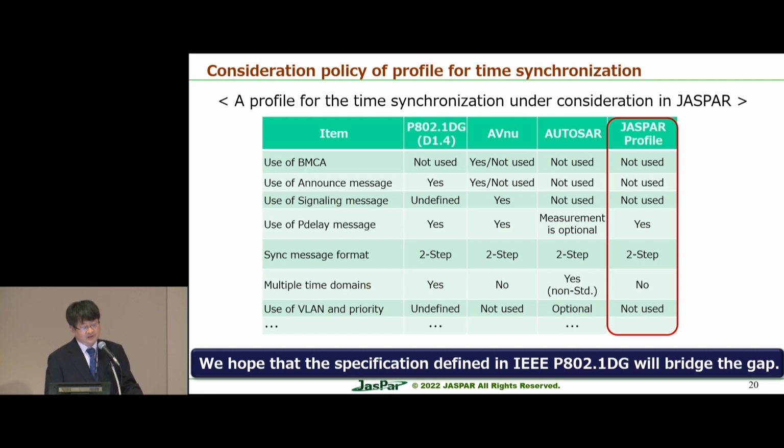And so this is a part of JASPAR's profile under consideration. So at this point, I don't explain the details of this table, but the main crucial point in this table is coexistence with many various profiles. So we hope that the specification defined in IEEE 802.1DZ will bridge the gap.